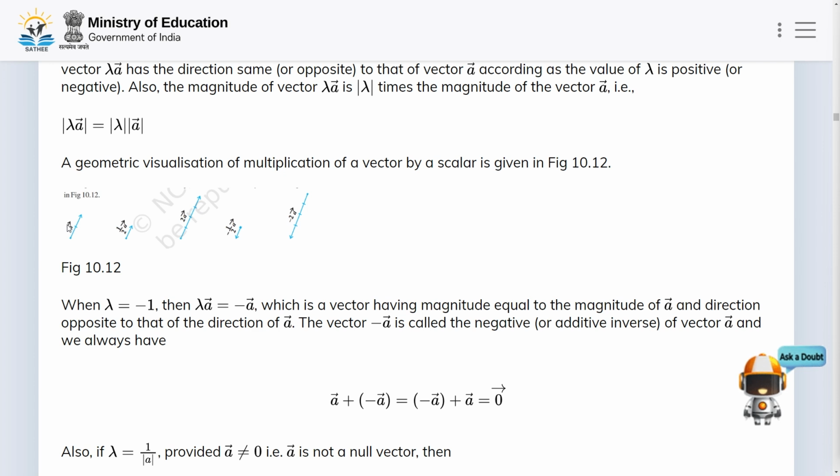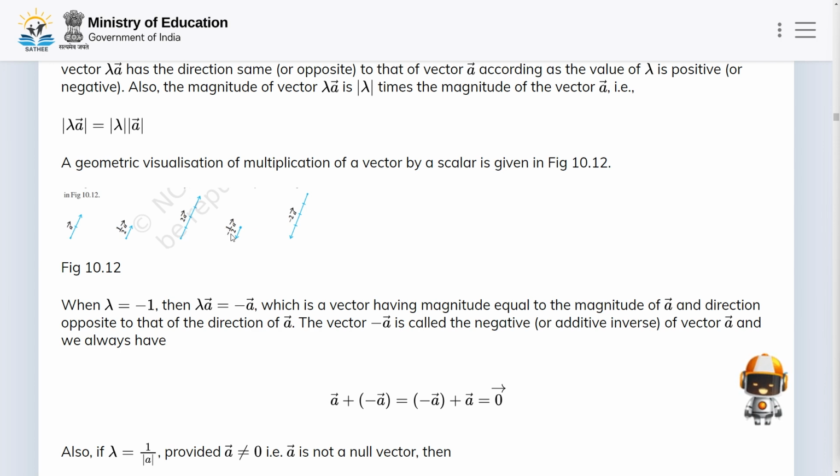If you multiply with half, you will have this length as half. The direction remains the same, but the length of this vector is now reduced to half. Now if you multiply with 2, the direction remains the same, but the length becomes twice the original. What if you multiply by minus half?